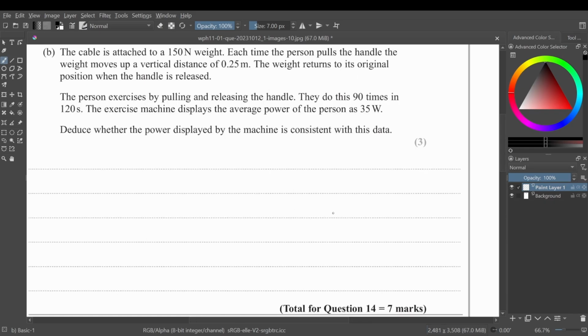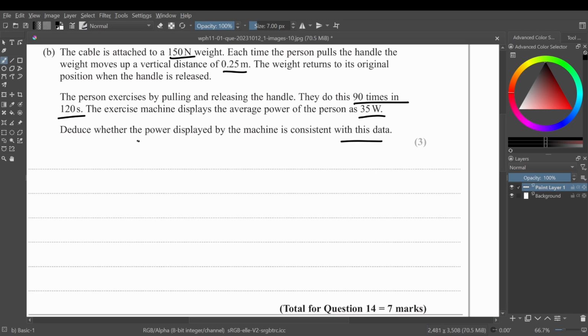So part B says that the cable is attached to a 150 newton weight. Each time the person pulls the handle, the weight moves up a vertical distance of 0.25 meter, okay? The weight returns to its original position when the handle is released. The person exercises by pulling and releasing the handle. They do this 90 times in 120 seconds. The exercise machine displays the average power of the person as 35 watt. Deduce whether the power displayed by the machine is consistent with this data.